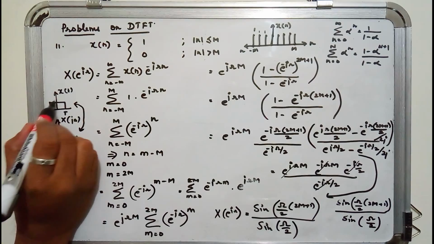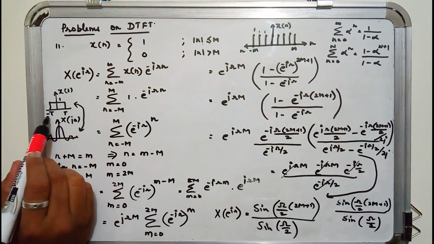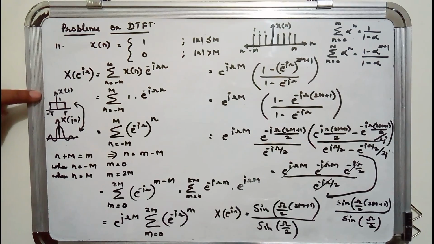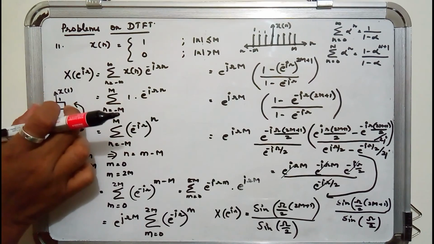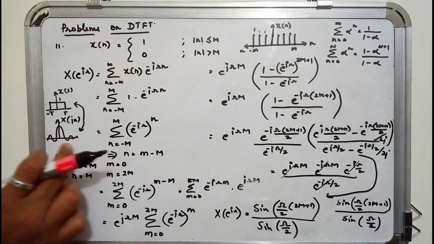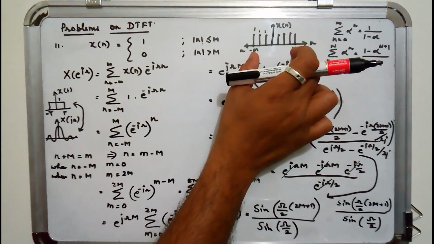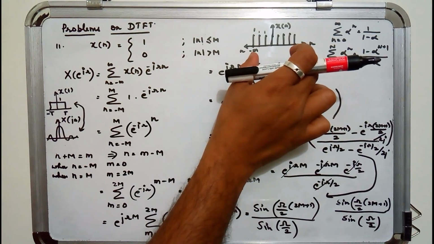So this is a rectangular pulse with amplitude of 1 sweeping between minus T to T. I have solved this problem. If you have any doubt, you can go back to CTFT problems and check this. The Fourier transform of the rectangular signal was a sinc signal. Here also I have a rectangular signal which sweeps from minus M to plus M.